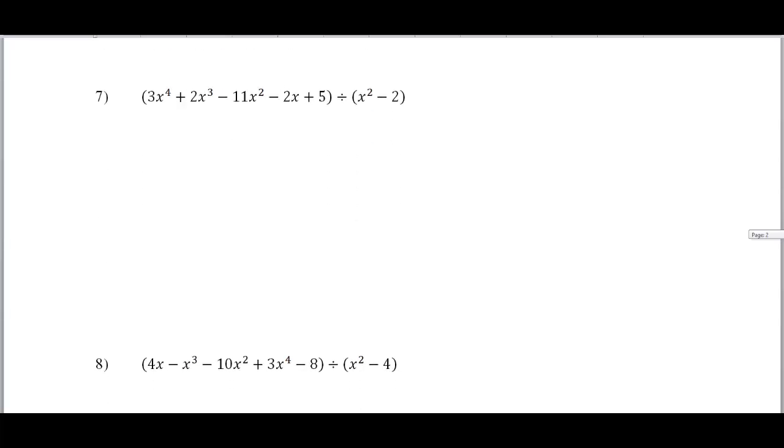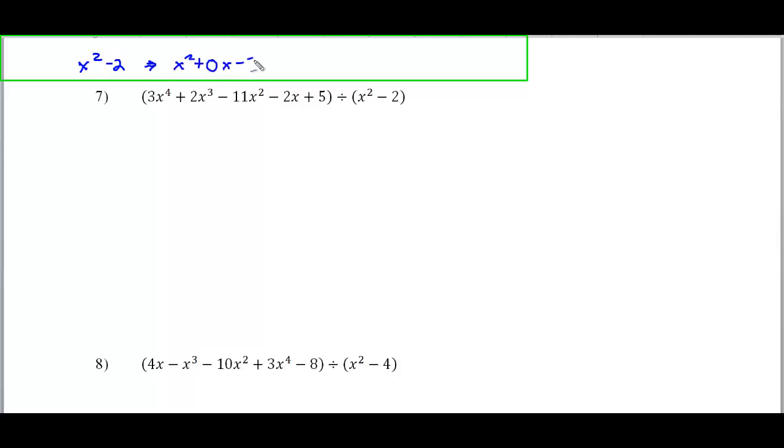Okay, moving on to number 7. Number 7 gets a little bit more difficult because the big twist in this one is that your x squared minus 2 is really x squared plus 0x minus 2.